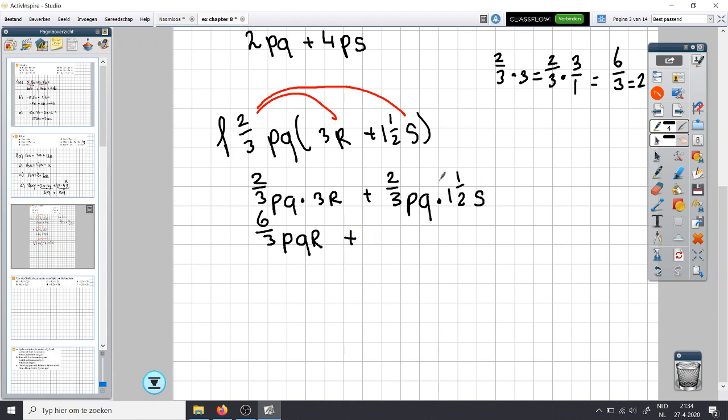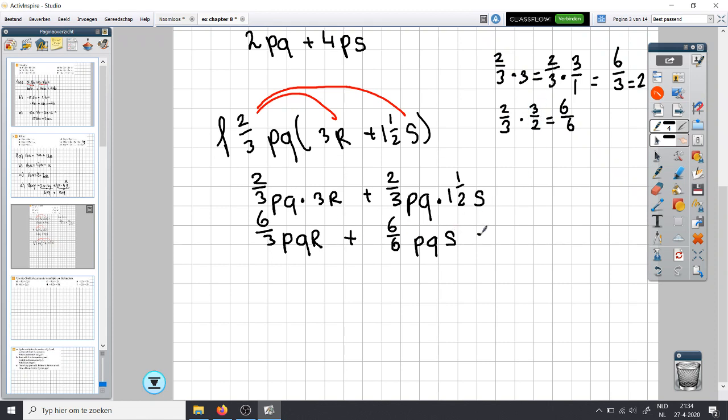Plus, here I do the same, but I first write down 1.5 as a fraction. That's 3 over 2. Then 2 over 3 and 3 over 2 is going to be 6 over 6, 6 over 6 PQS. Right? So here you can evaluate this 3 and write it as a fraction, and then numerator times numerator, denominator times denominator. Here I write this mixed number and convert it back to a fraction. 2 over 3 times 3 over 2.